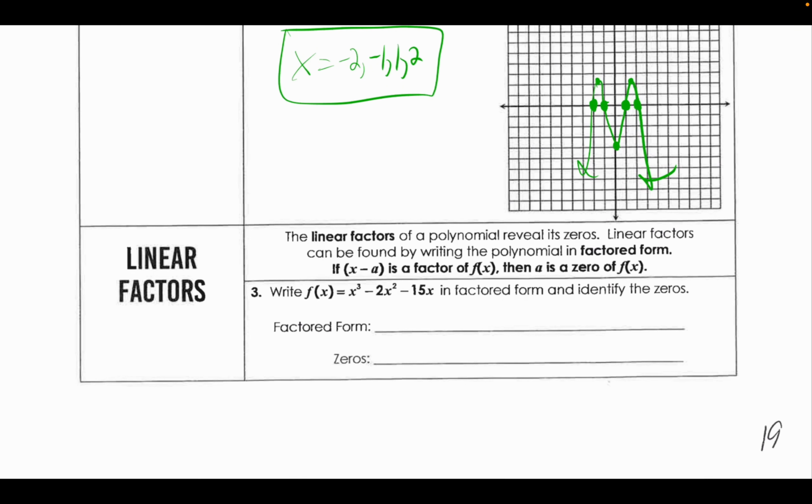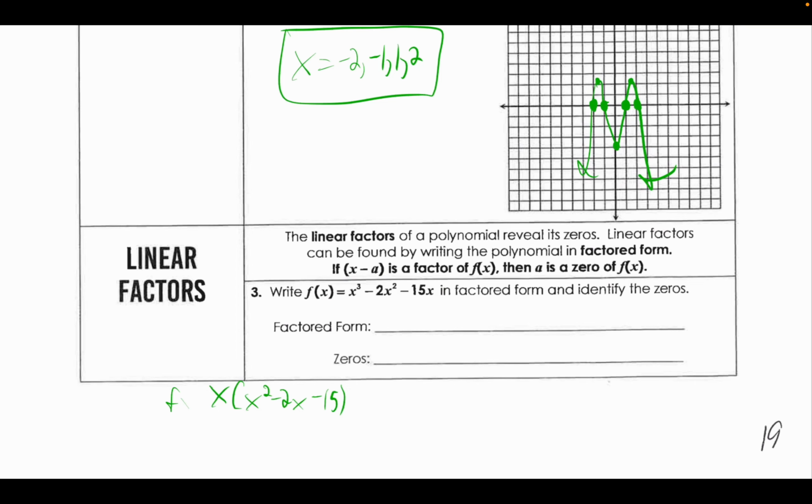Also want to note that linear factors of a polynomial reveal its zeros. So you can factor something and then find its zeros. So for example, here you could factor this. I'll show this off to the side. You would factor out a GCF here. So it would be x squared minus 2x minus 15. And that would be equal to your f of x, so to speak, or your 0. You could say 0 equals all that.